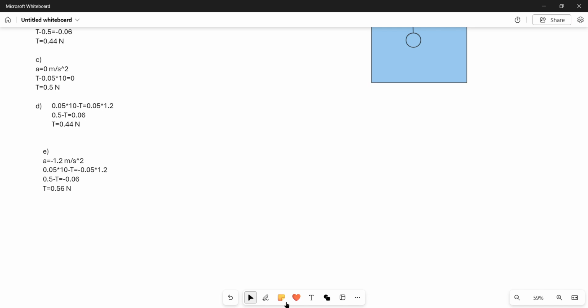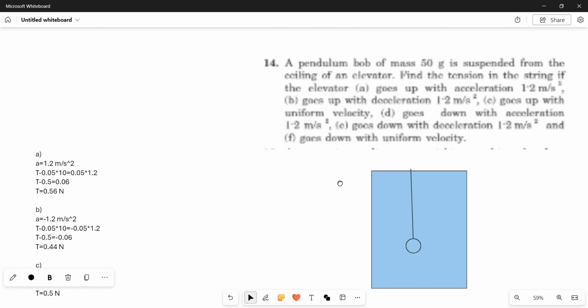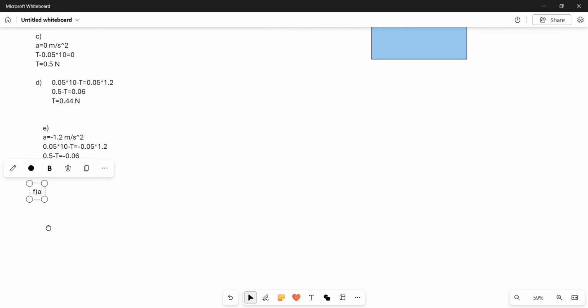After that, let's start solving part F, the last part of this question. What does part F say? It goes down with uniform velocity. So again acceleration a is equal to 0 meter per second square. So 0.05 into 10 minus tension T should be equal to 0. So tension T is equal to 0.5 newton.